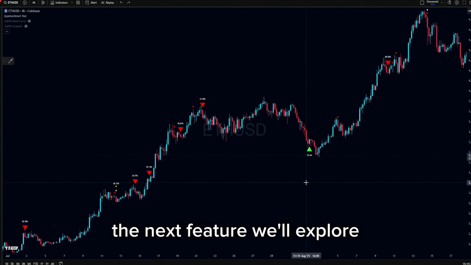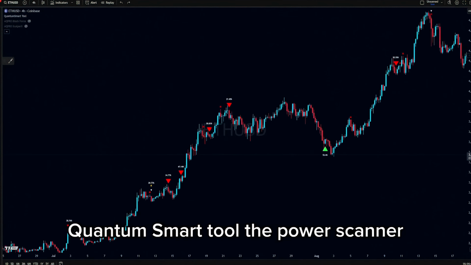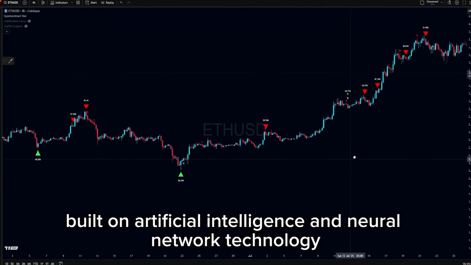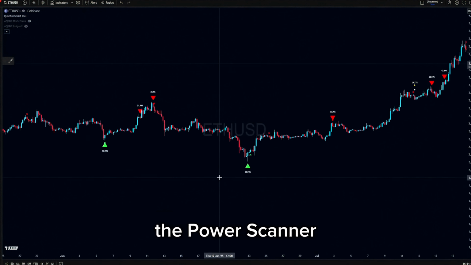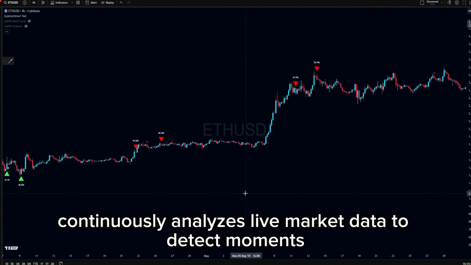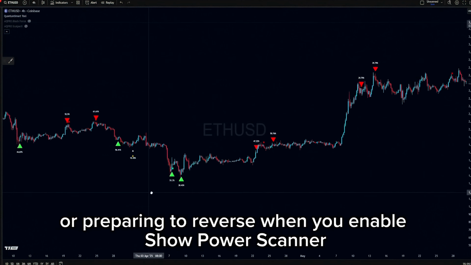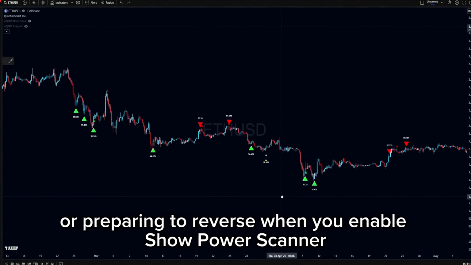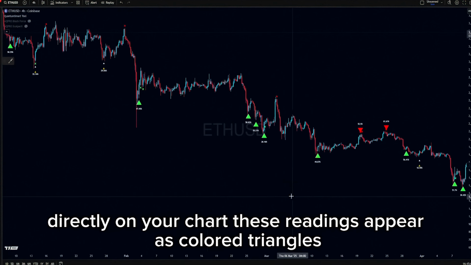The next feature we'll explore is one of the most advanced components of the AI Quantum Smart Tool, the Power Scanner. Built on artificial intelligence and neural network technology, the Power Scanner continuously analyzes live market data to detect moments when the trend may be losing strength or preparing to reverse. When you enable Show Power Scanner, the system displays real-time probability readings directly on your chart.